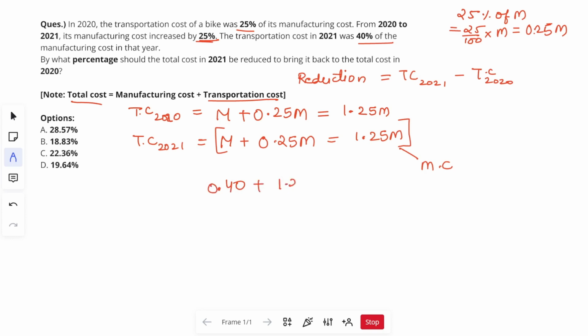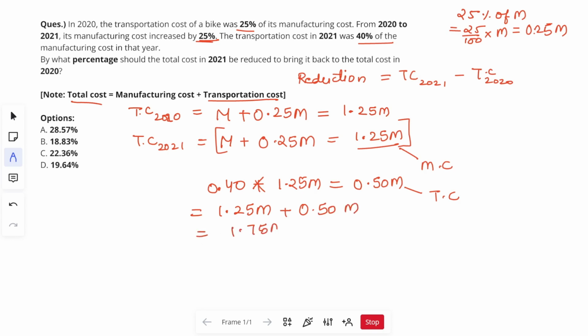Which is the new manufacturing cost, 1.25. So 40% of 1.25 M is going to give us 0.50 M. Now this is the transportation cost. So our total cost will be this one, 1.25 M plus 0.50 M. If you add both of them, you will get 1.75 M. So now we have got the total cost in 2021.